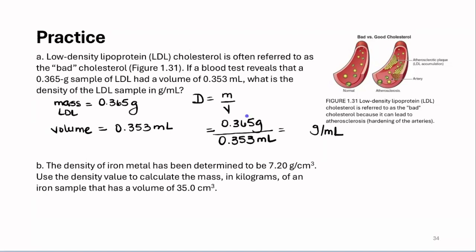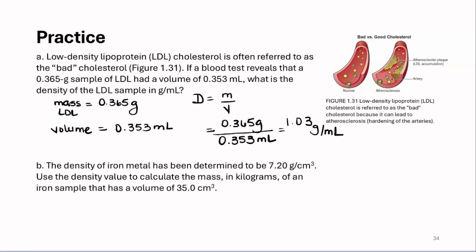The value in the top has 3 sig figs. The value in the bottom has 3 sig figs. So when we look at this problem and we enter in the calculator 0.365 divided by 0.353, we have a calculator display that is 1.0339, and there's a series of digits after that. Because this measurement has 3 sig figs and this measurement has 3 sig figs, we need to round the value obtained in the calculator display to 3 sig figs. So our final answer is 1.03 grams per milliliter. Let's look at problem B.